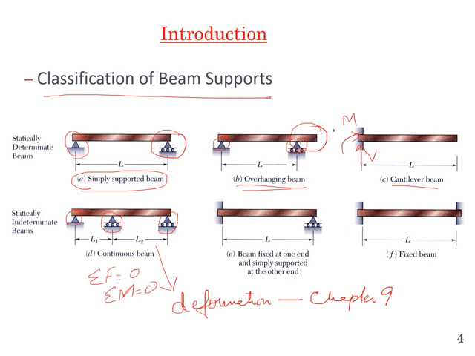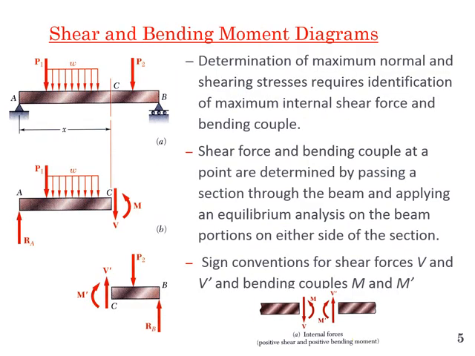Okay. So this is another type of statically indeterminate beam. We have a fixed end over here and a pin support over here. So we have two reaction forces and one bending moment. And this is a fixed beam, and over here we have two reaction forces and two bending moments that we cannot find using static equilibrium condition. So we have to consider deformation as well. So in this chapter, we will only be considering the statically determinate beams.